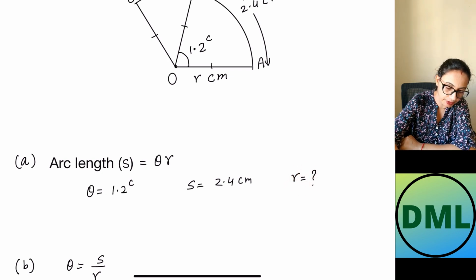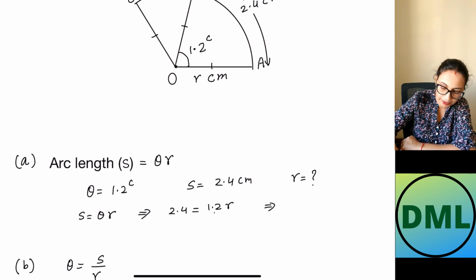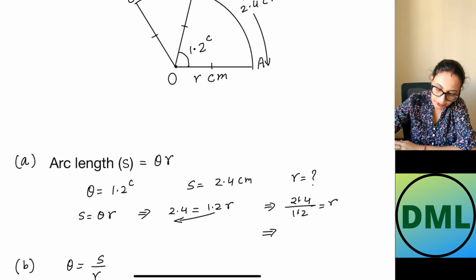We have the formula S is equal to theta r. If we substitute the values here, that will be 2.4 is equal to 1.2 r. If I divide by 1.2 on the left hand side, that will be written as 2.4 over 1.2 is equal to r. If you remove the decimals, that will be r is equal to 24 over 12. If you cancel 12 with 24, that will be 1 and 2. So the value for r is equal to 2 centimeter. That will be my radius of the circle.